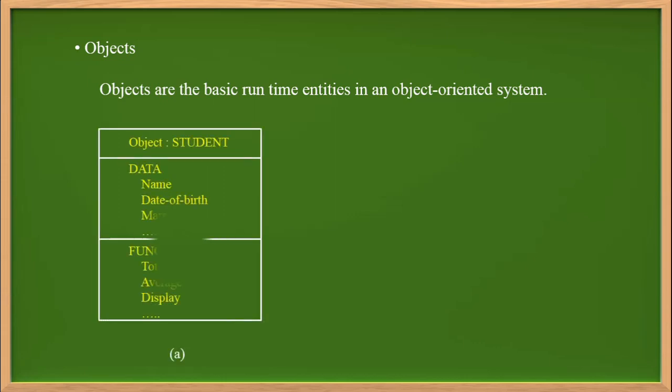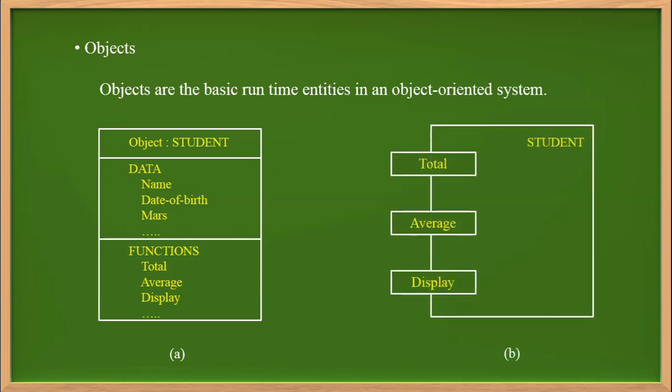Here we define or describe the objects in two different ways. Two notations that are popularly used in object-oriented analysis and design: notation A and notation B. Here the object is the student, and the data used in that case are the name, date of birth and marks. And the functions that are associated with the object student are total, average and display.